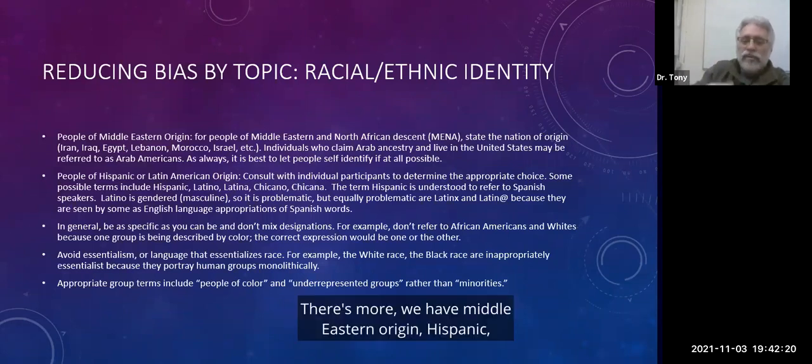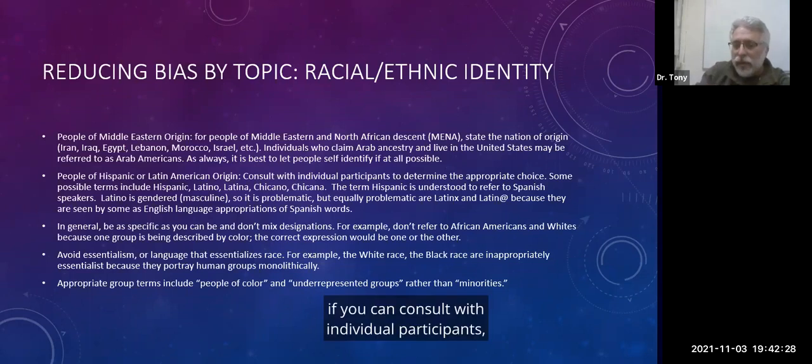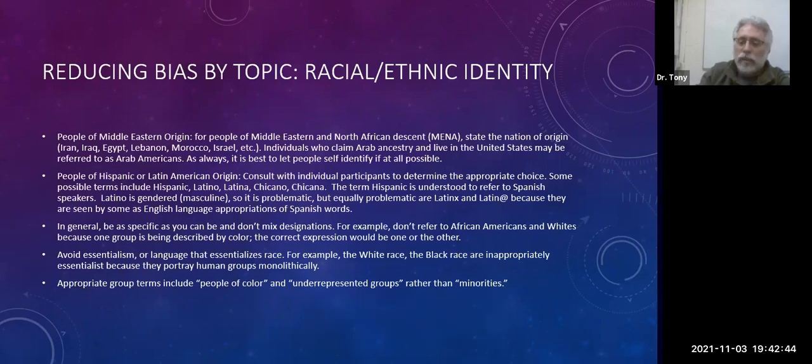There's more. We have Middle Eastern origin, Hispanic or Latin American origin. And here, the interesting issue is, if you can, consult with individual participants to determine the appropriate choice, because a lot of these are about personal preference, things like Hispanic, Latino, Latina, Chicano, and so on. The term Hispanic, as I understand it, refers to Spanish language speakers.